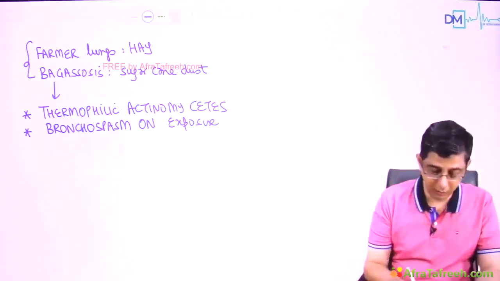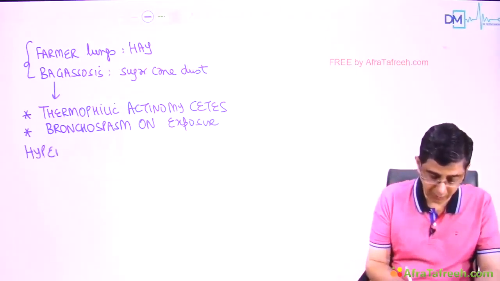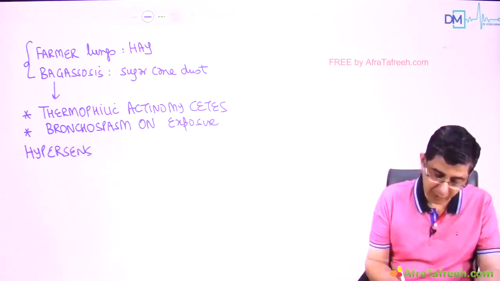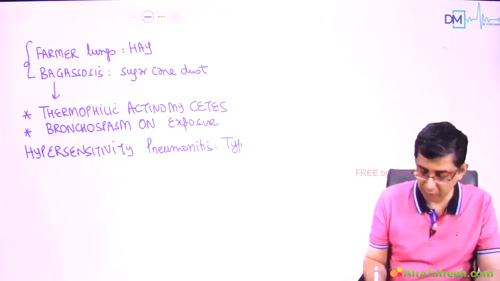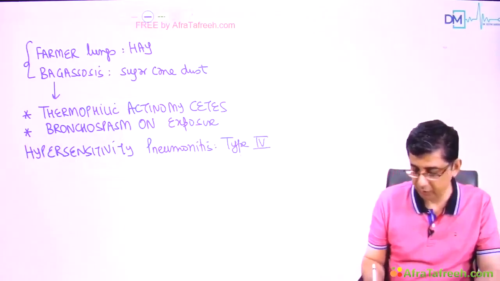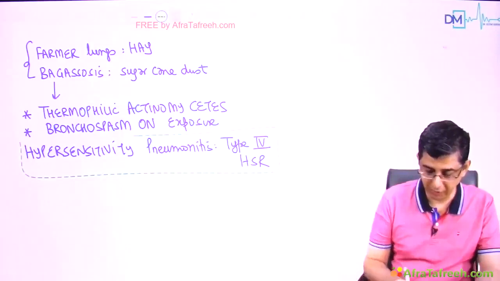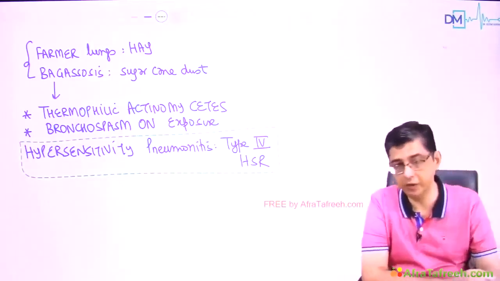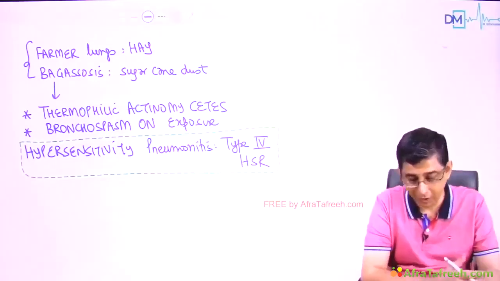Therefore, the term that we use to describe this manifestation is hypersensitivity pneumonitis, HP. This disease is an example of type 4 hypersensitivity reaction. In older books, it was called type 3 hypersensitivity, but currently this is an example of type 4 hypersensitivity reaction. It would cause development of significant bronchospasm on exposure to the antigens.